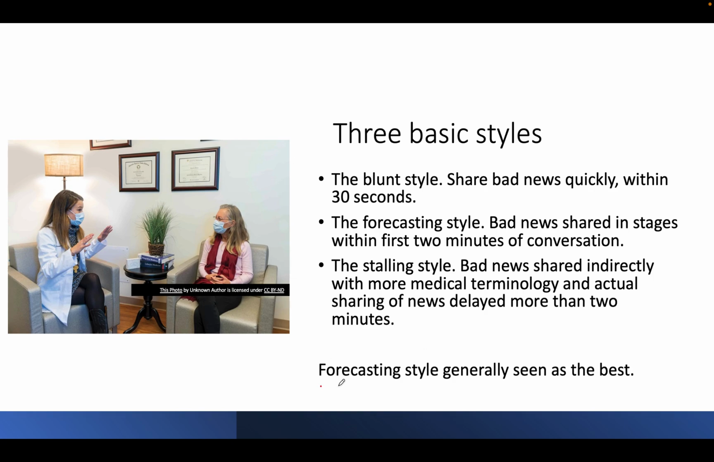Generally, the second style, the forecasting style, is seen as best. I have had some students say that if they were a patient, they would prefer the blunt style. They just want to hear the bad news quickly. However, most say that the forecasting style is best, sharing within 2 minutes. All right.